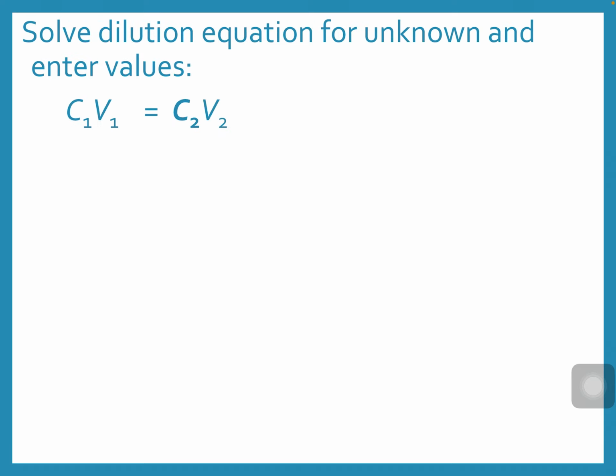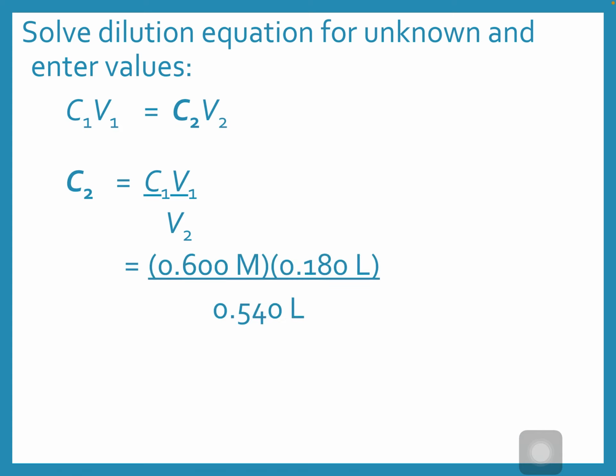So I have C1 V1 equals C2 V2. C2 is what I'm solving for, which means I want to isolate that. I have this as a multiplication, so to move the volume of my final solution over, I'm going to need to divide by that. So my final concentration is equal to C1 V1 divided by V2. Then I input those values, and once I calculate that, I have a 0.2 mole per liter solution.